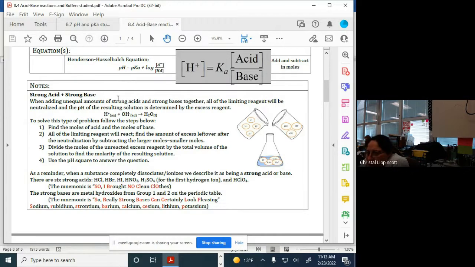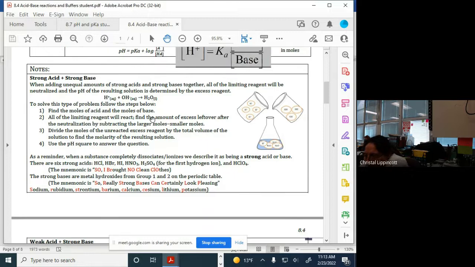So strong acid, strong base. When you're doing these, you're making water and a salt. To solve this type of problem, follow the steps. Find the moles of the acid and moles of the base. The limiting reagent will react. Find the amount of excess left over once you're neutralized: larger moles minus smaller, divided by the volume. This is a stoichiometry problem. With strong, you're in the land of stoichiometry.